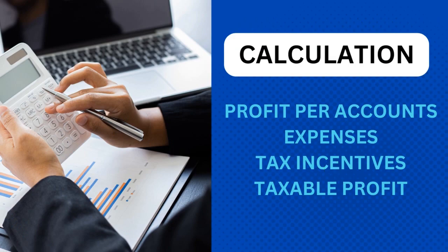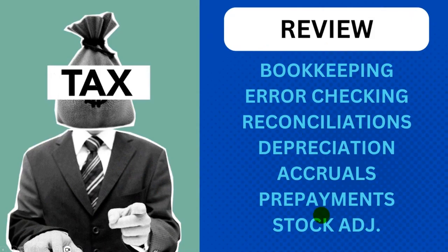So most tax calculations are going to look something like this. There's going to be 4 parts to the calculation. There's the profit per the accounts, so that's the profit showing on the P&L after all these steps are done. So once all these steps are complete, we would run a profit and loss, which is much easier to do if you're using bookkeeping software or accounting software.